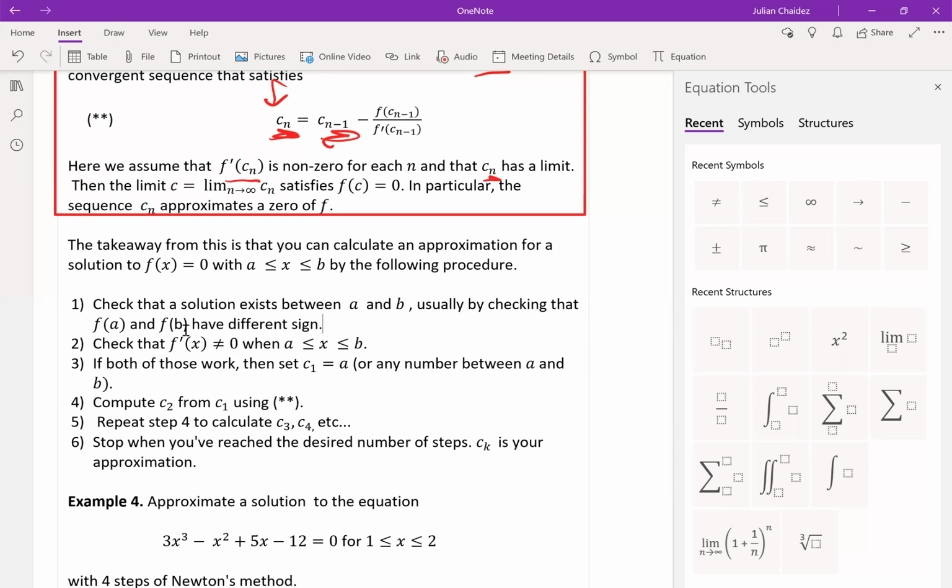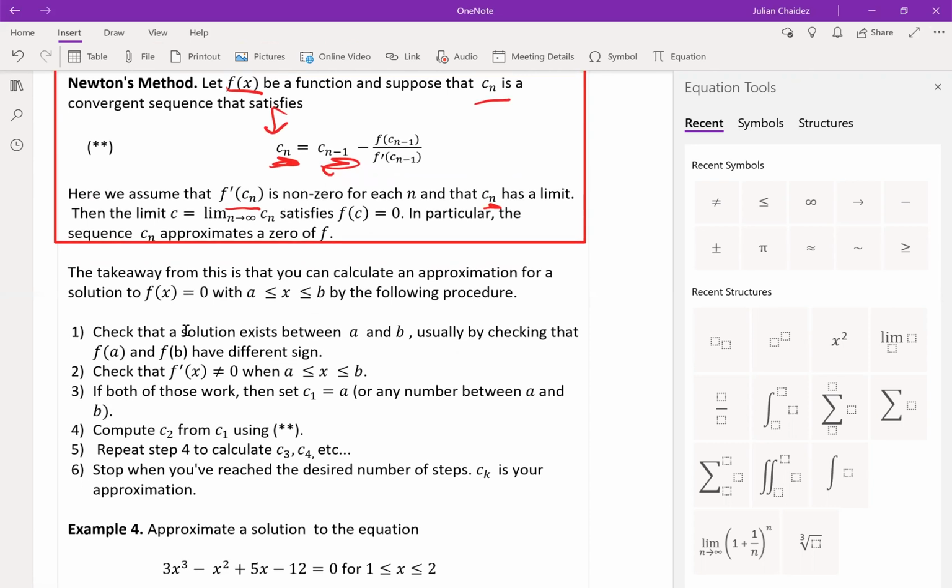Then step 2 is that I check that the derivative is not 0 anywhere between a and b. That's the second thing I want to check. If both of those work, then I can set C1 equal to a or any number between a and b. I'm allowed to pick whatever number I want. It doesn't really make a difference. Then I start with this number C1, the first element of my sequence, and I compute C2 from C1 just using this formula, right?